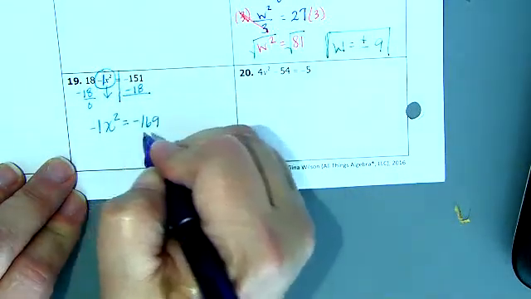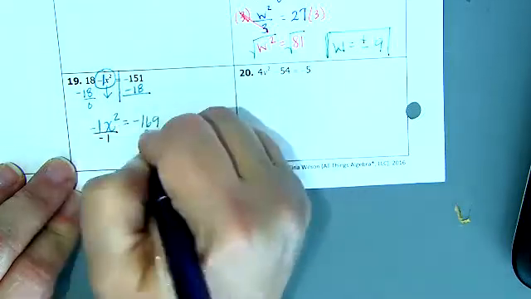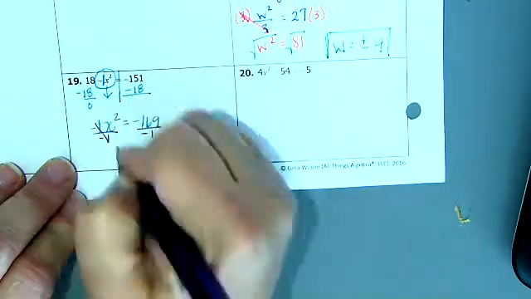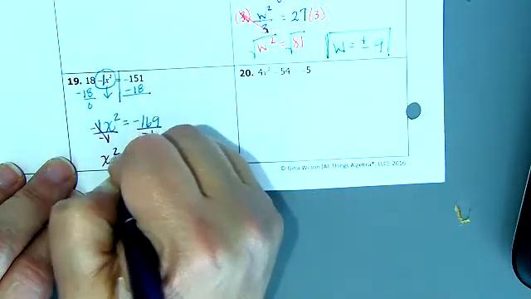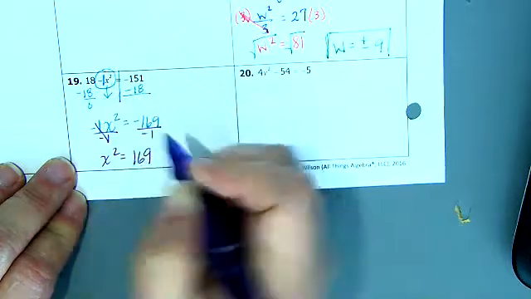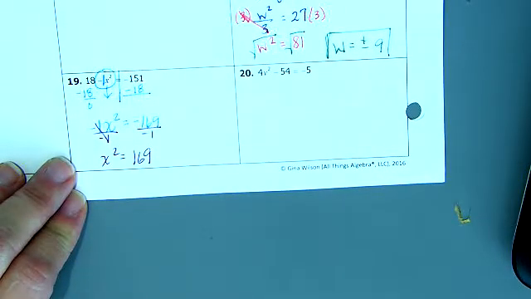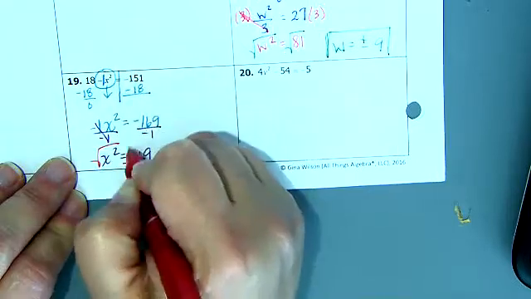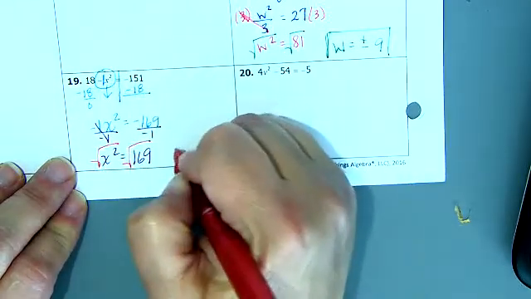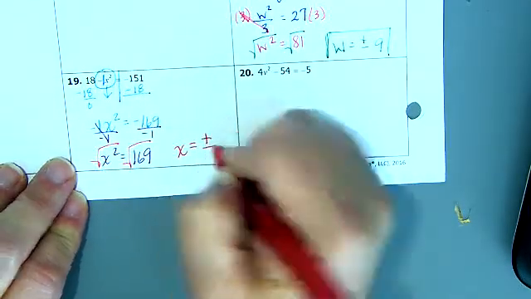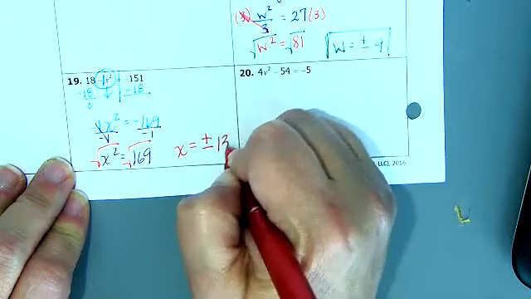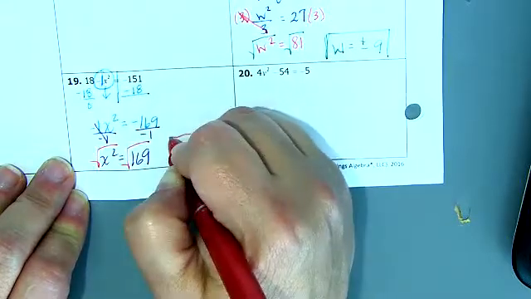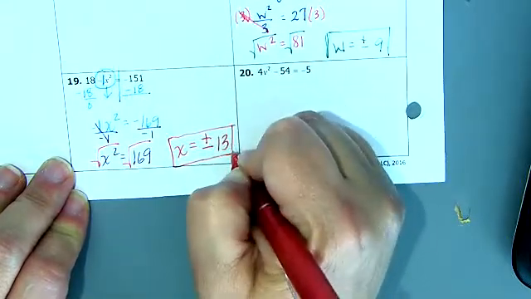And now I can see I've got to divide by negative 1 on both sides, and I end up with x squared equals 169. Now I take the square root of both sides, and I end up with x equals positive or negative 13. This is where that list where we wrote down all the perfect squares is going to come in handy.